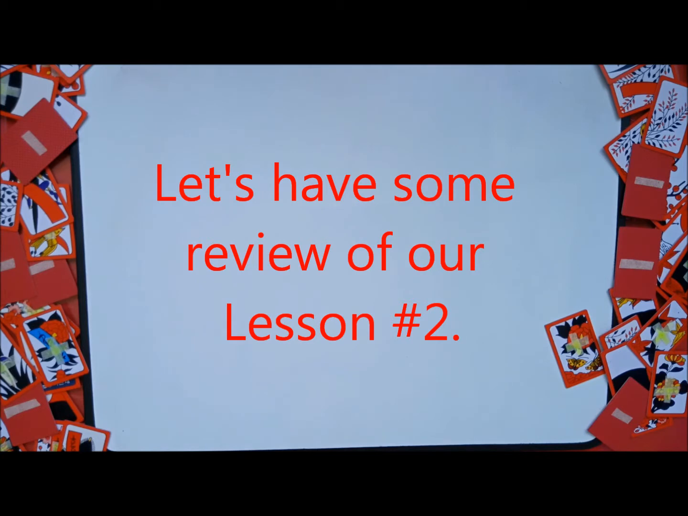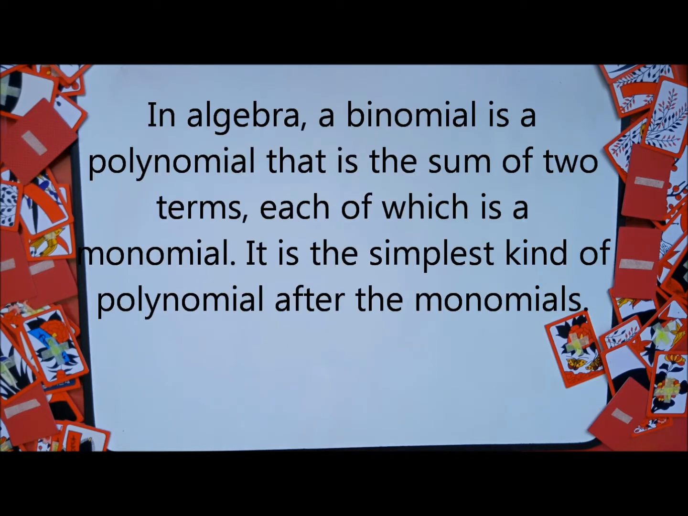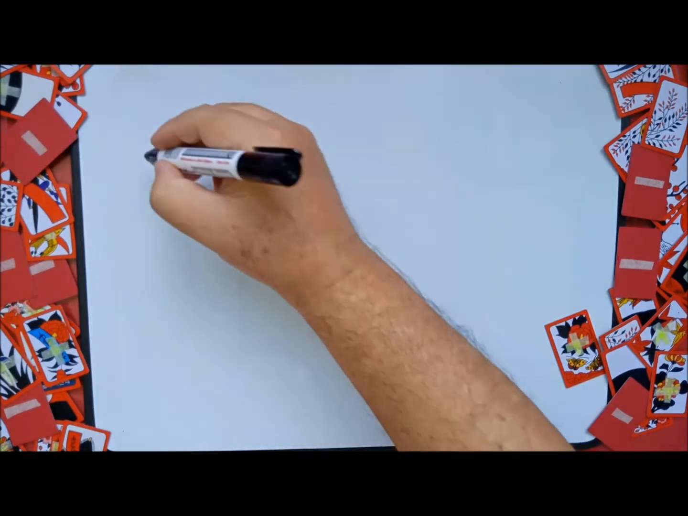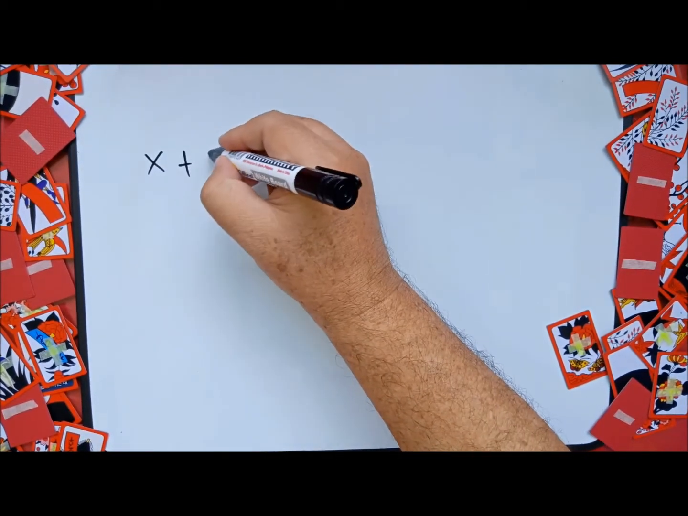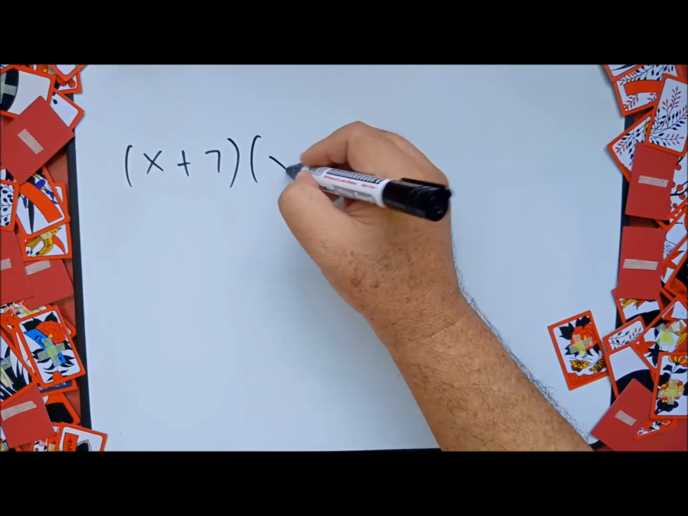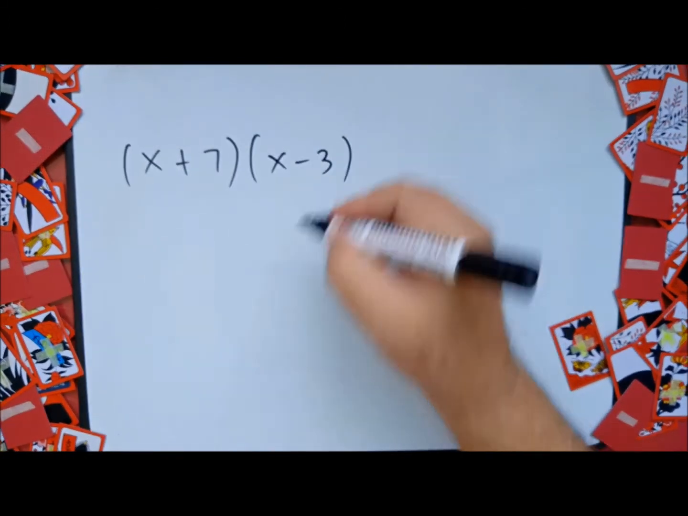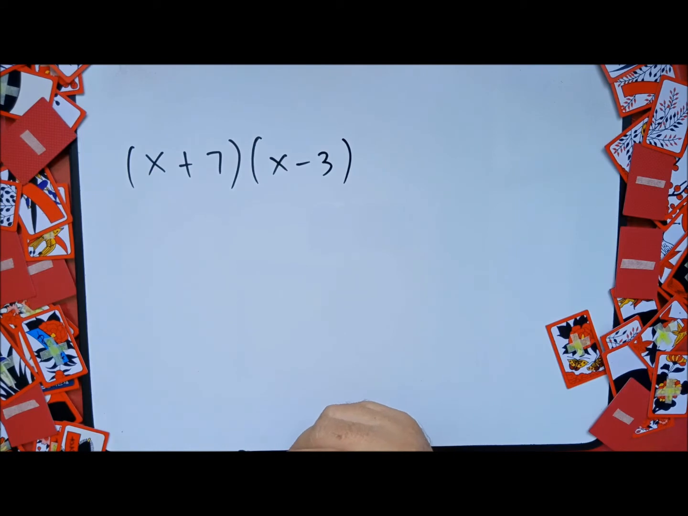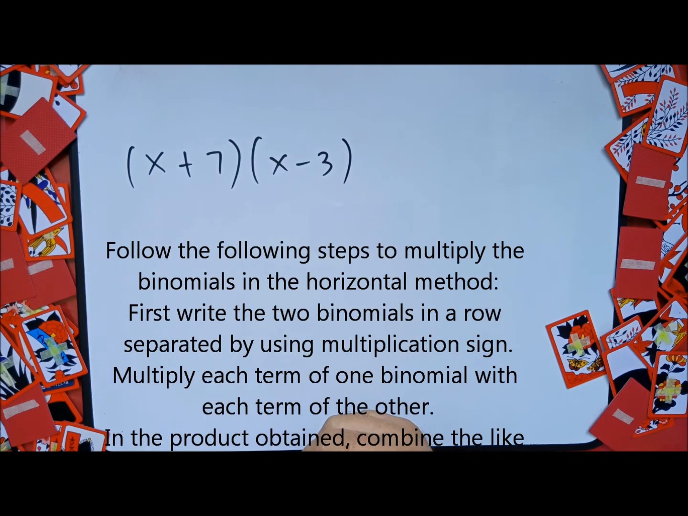Okay, so previously we had discussed the FOIL method in multiplying binomials. What do you mean by binomial? A binomial is a type of polynomial which has only 2 terms. So I think I will review one example. Let's take (x + 7) times (x − 3).